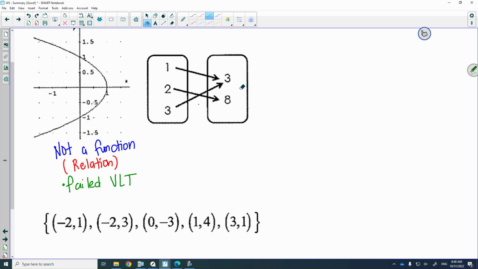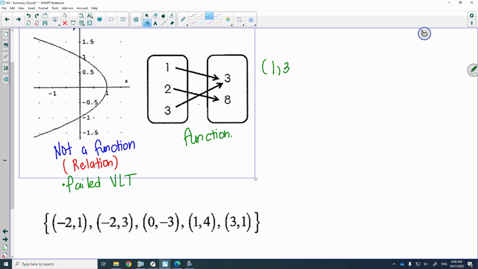Okay, next one. Ben M, what would you say about this guy? This is a function, yep. Why would this be a function? Yes, this would pass the vertical line test. If you plotted this, the points would be 1, 3, 2, 8, and 3, 3. And if you plotted those points and drew a vertical line through each point, this would pass the vertical line test. So this guy would pass VLT. And as Ben said, each x only appears once.